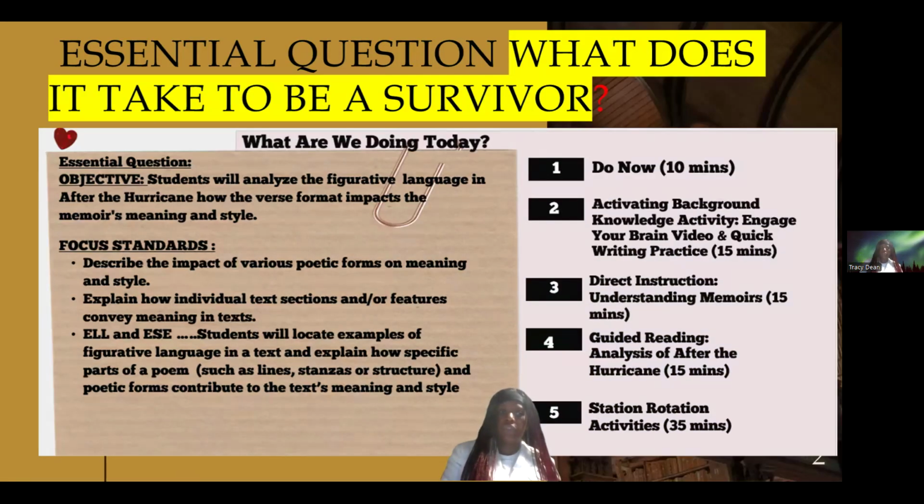What is the essential question? Notice I didn't have it here, but I put it right here. What does it take to be a survivor? So you're going to be a survivor in every aspect of your life, in every little part of your life. So we need you to be able to pass your test. So you're going to survive. And you're going to be revived when we're finished.